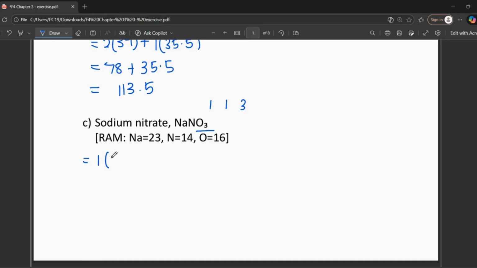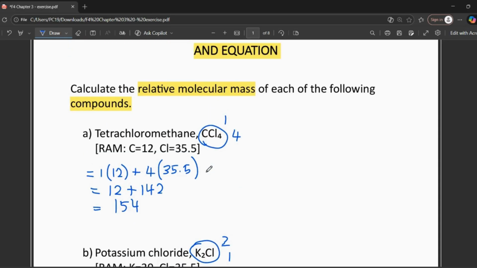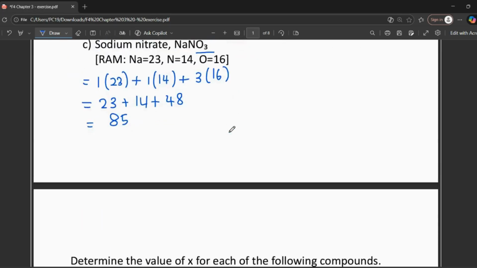The relative atomic mass for sodium is 23. We have one atom of nitrogen, so we're going to times 14 with 1. And over here, we have three atoms of oxygen, so 3 times 16, and you'll get 23 plus 14 plus 48, which is equivalent to 85. So this is how you calculate the relative molecular mass. Okay, now let's move on to the next section.